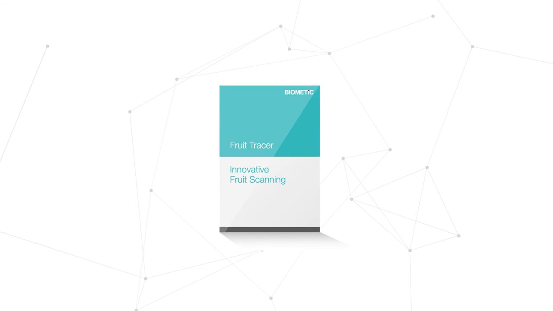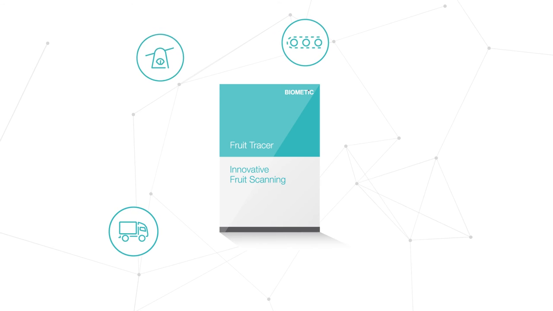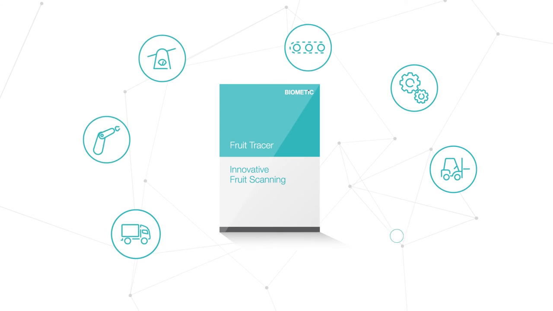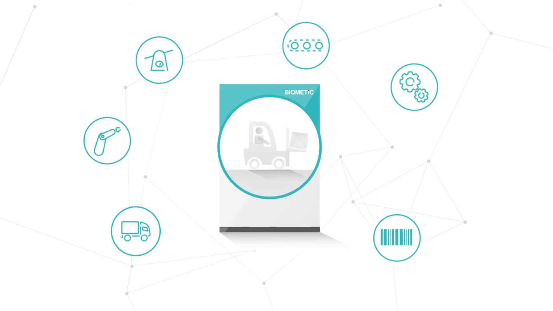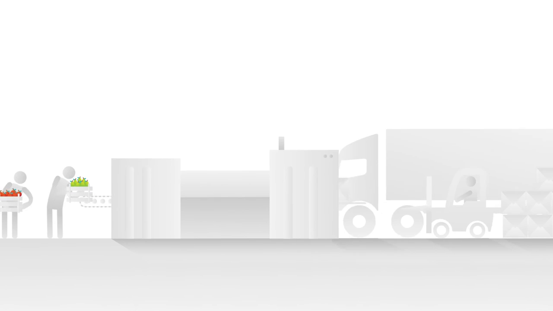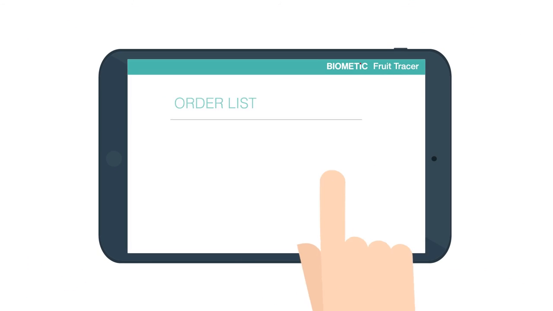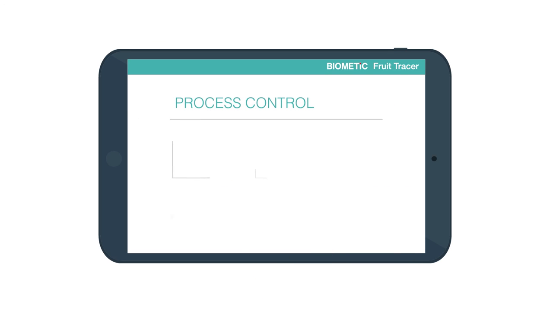Biometic Fruit Tracer solution remotely controls dumpers, packing lines, scales, labeling machines, palletizing units, packaging machines, forklift displays, and barcode scanners. You can control single machines or a full range of machinery across your plant. All information is available at your fingertips. Current order list. Inventory of unsorted, sorted, packed, and ready to ship goods. Process control allows you to monitor your production flow, downtimes, and work progress.